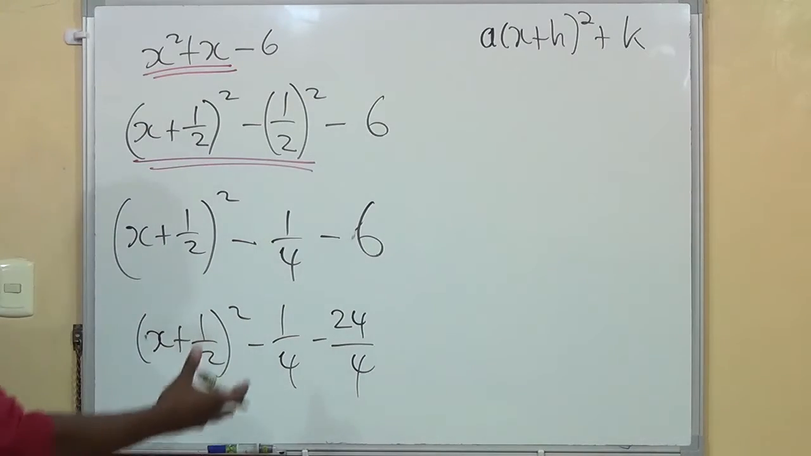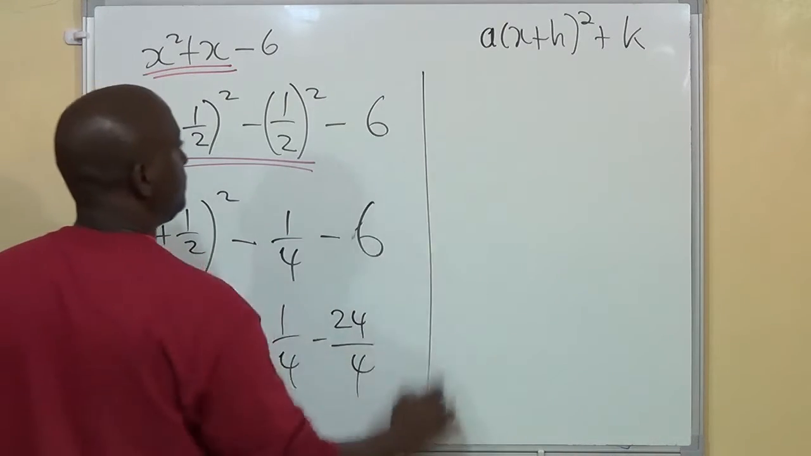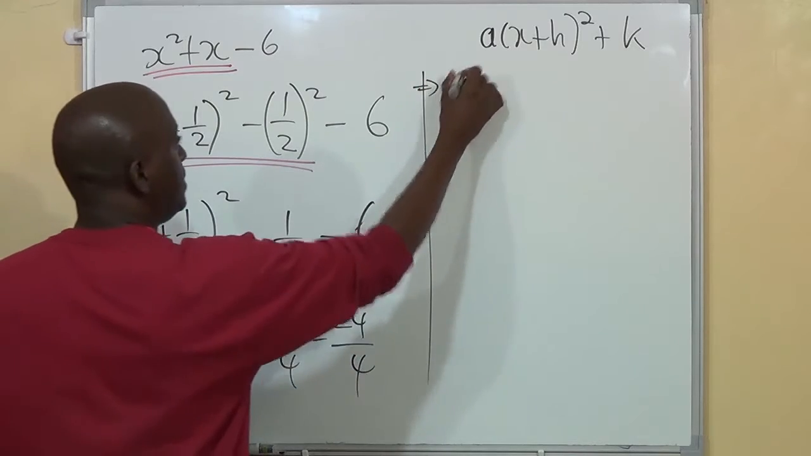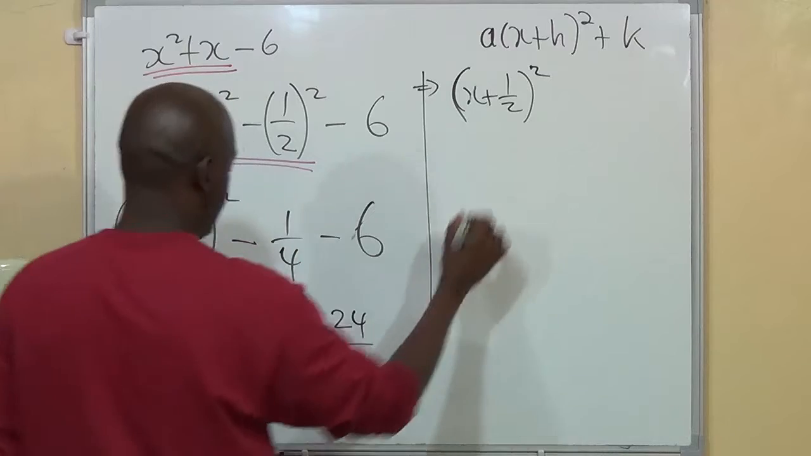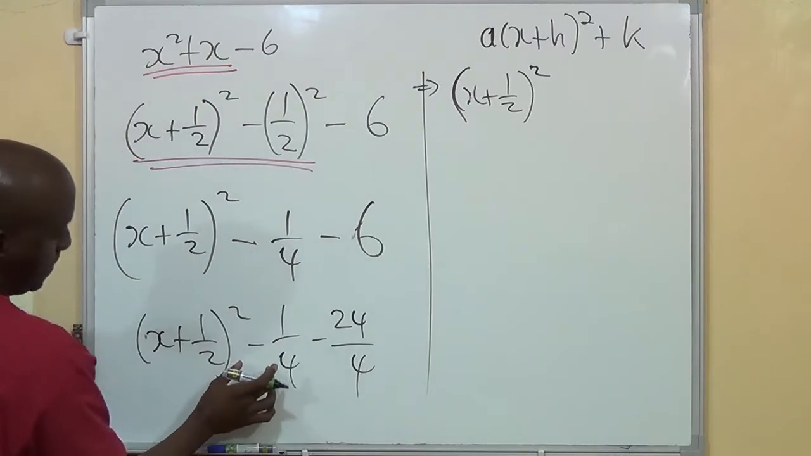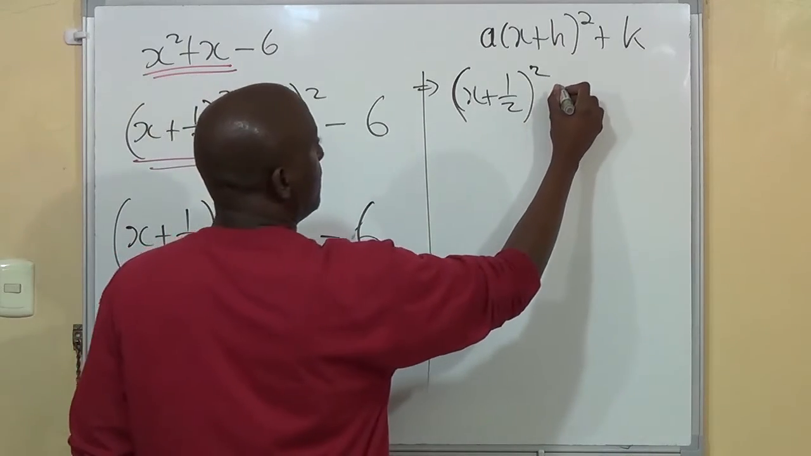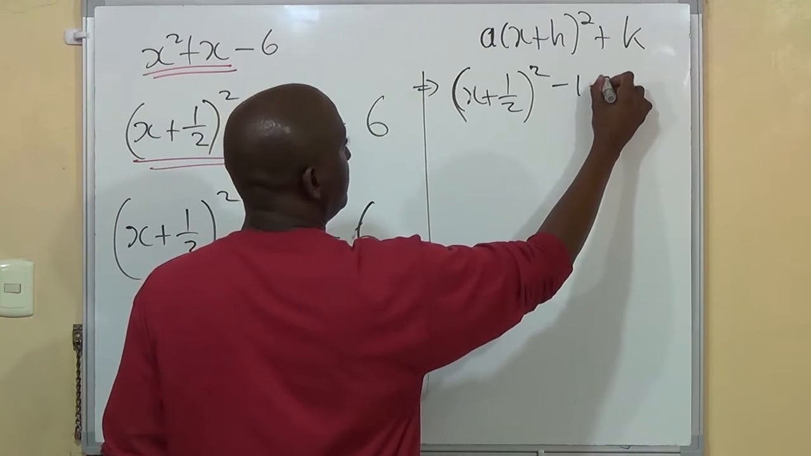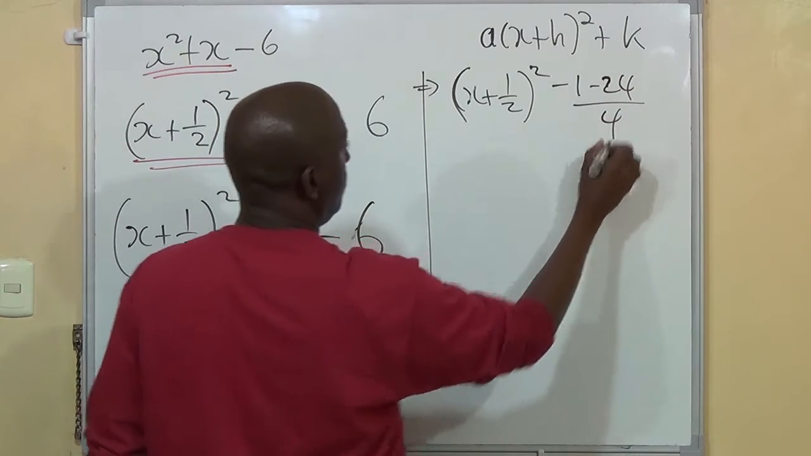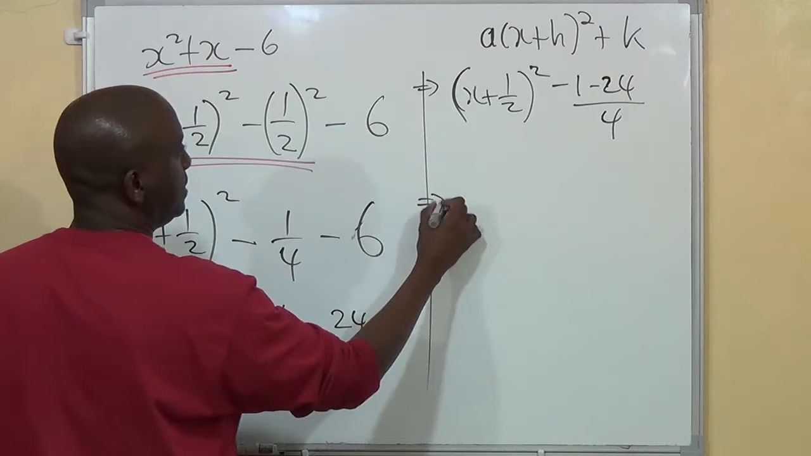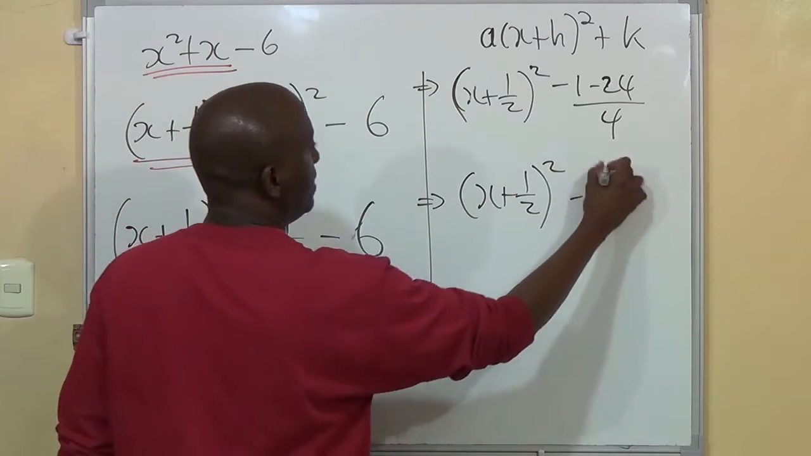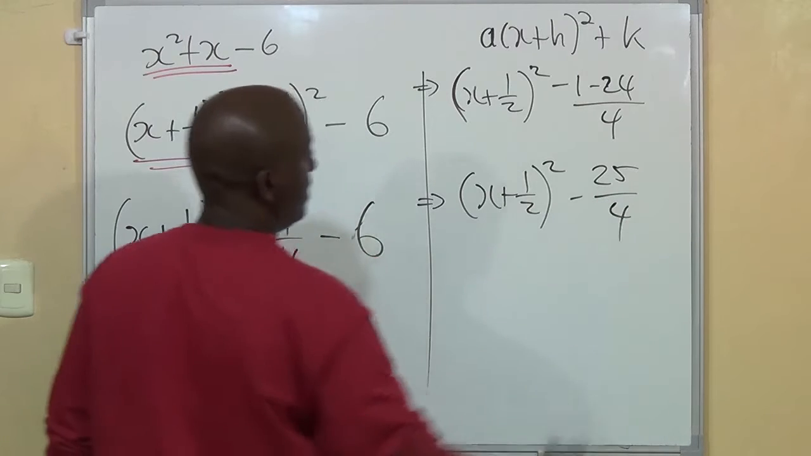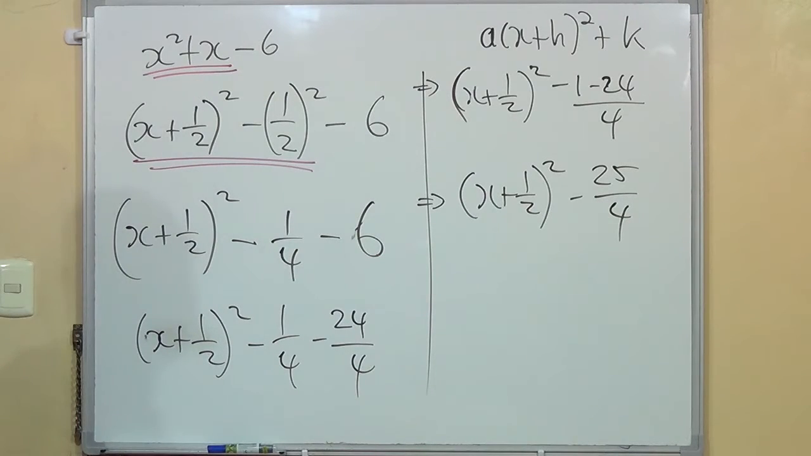So the next line would simply be (x + 1/2)², which remains intact, and this will be the same thing as minus (1 − 24) over 4. And then that will just be (x + 1/2)² − 25/4.